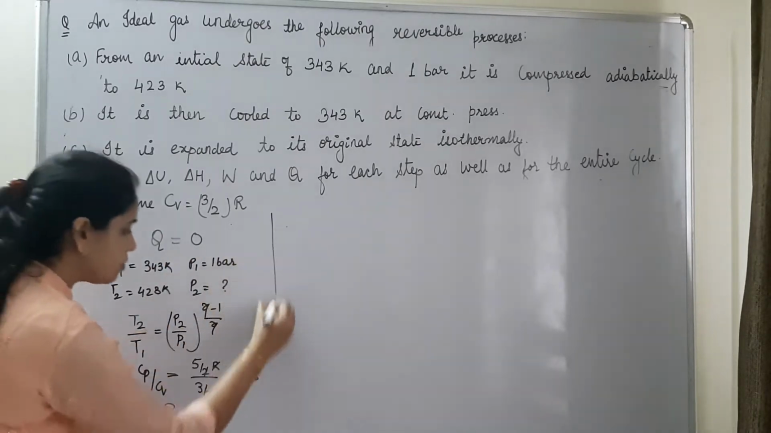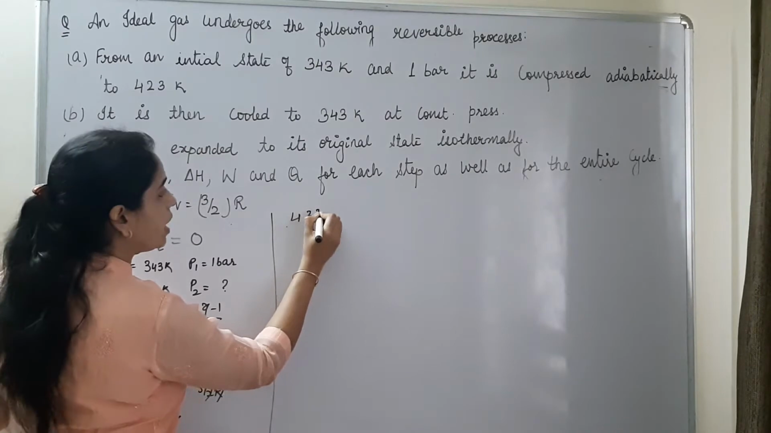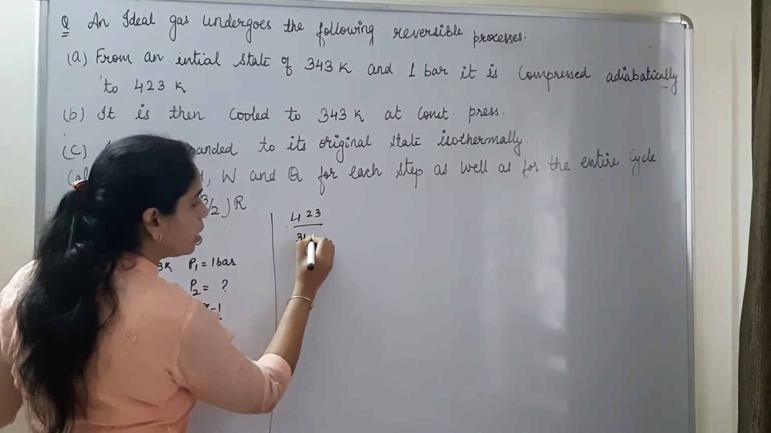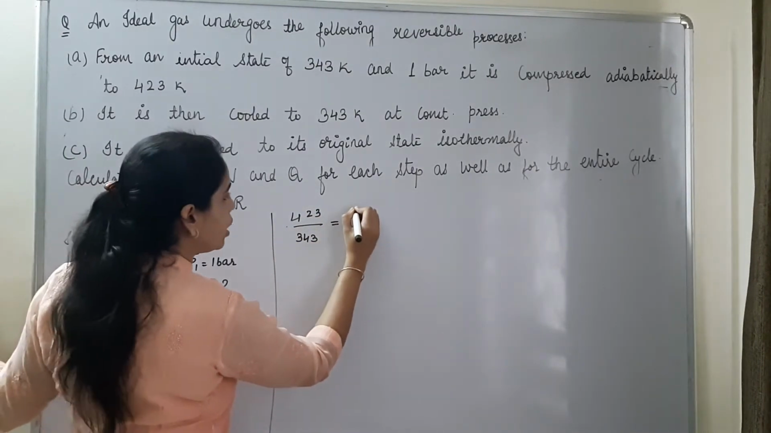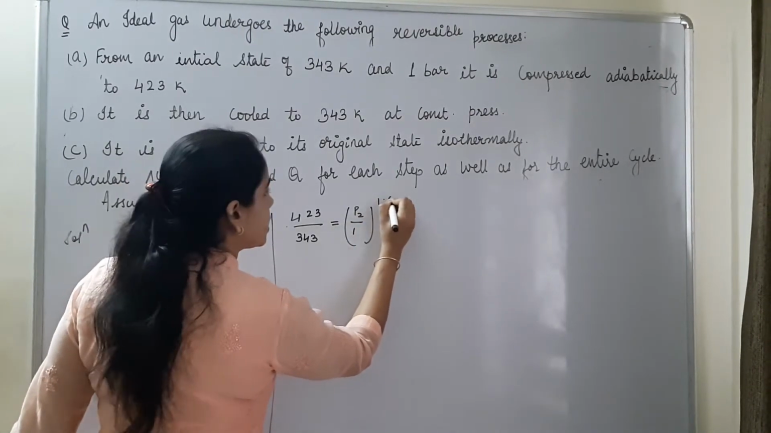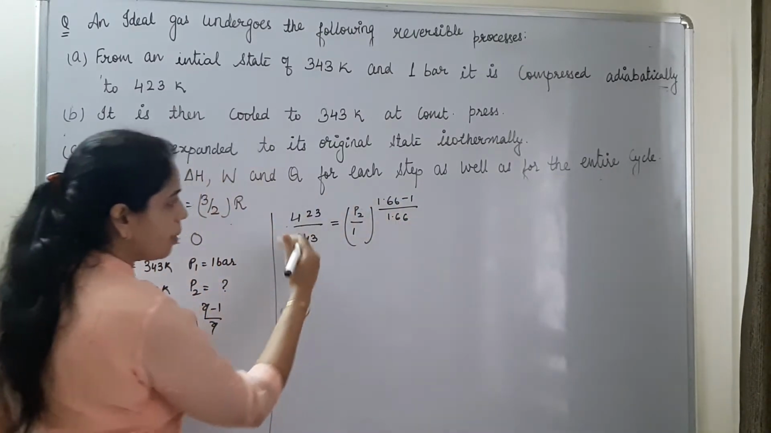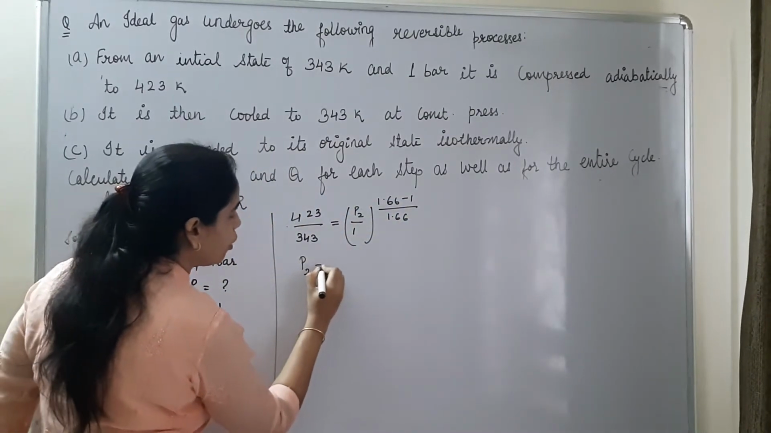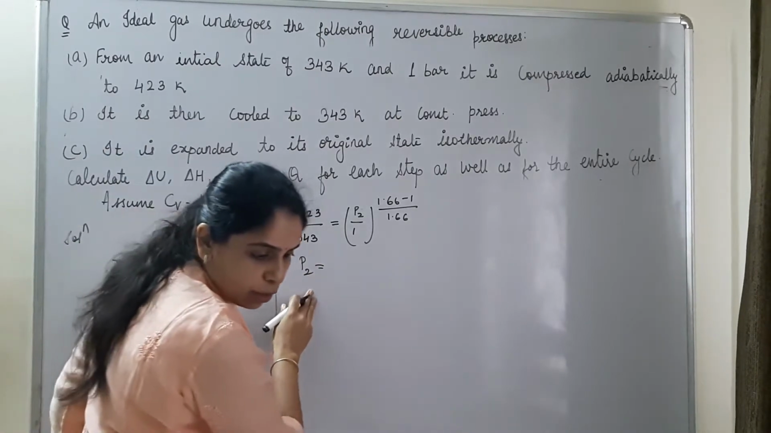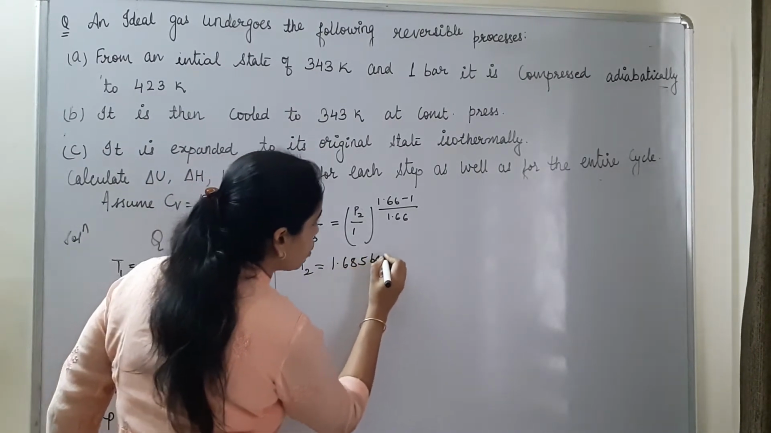Now substitute this value here. So T2 is 423 upon 343 is equal to P2, which we need to find out, upon 1, raised to 1.66 minus 1 upon 1.66. When you solve this, you will get the value of pressure, and the value of pressure comes to 1.685 bar.